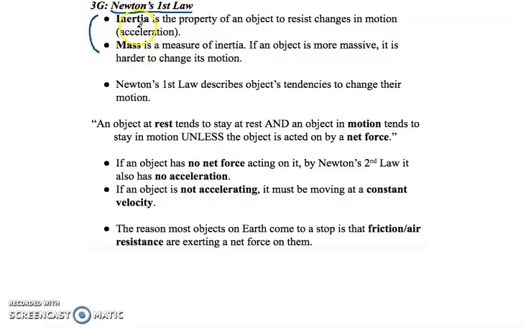The first is inertia. Inertia is the property of an object to resist changes in motion. And changes in motion really are acceleration. So remember that acceleration is a change in speed and/or a change in direction. So again, if you're seeing changes in motion, that's really an example of acceleration.